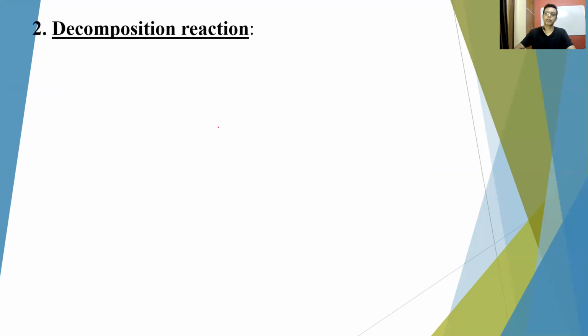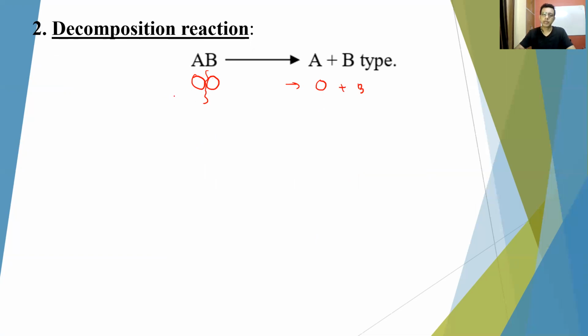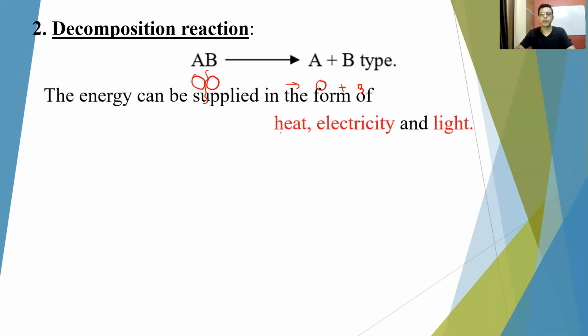Then the second type is decomposition. The name again says decomposition. Decomposition means to decompose, to break. So this is a reaction where a single reactant splits into more than one product. So the compound AB is broken down to form A and B. So since you are breaking the compound AB, this needs some energy. So all these decomposition reactions need some energy to break the compound. And that energy can be supplied in the form of heat, in the form of electricity, and in the form of light.